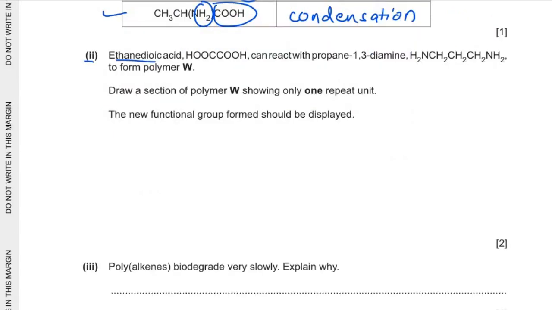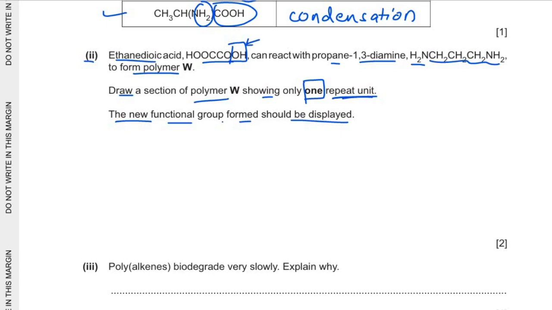The second part is ethane dioic acid, as given here, can react with the propane 1,3 diamine. This is the propane 1,3 diamine to form polymer W. Draw a section of polymer W showing one repeat unit to be shown. The new functional group formed should be displayed. Okay, as I've already said that when the carboxylic acid reacts with the amine part, an amide linkage is formed where the OH from the carboxylic acid and one of the H of the amine group is lost as water, and the remaining group joins.